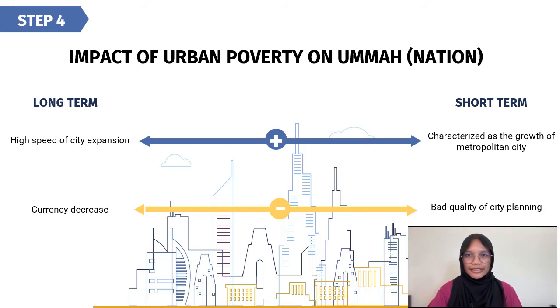Alright, so the high speed of city expansion means that poverty influenced the government to improve the country to assist everyone in need. So, urban poverty could be one of the reasons why the currency decreased, which is caused by inflation. Characterized as the growth of a metropolitan city means that the growth of urbanization has been characterized as growth even though it comes with urban poverty.